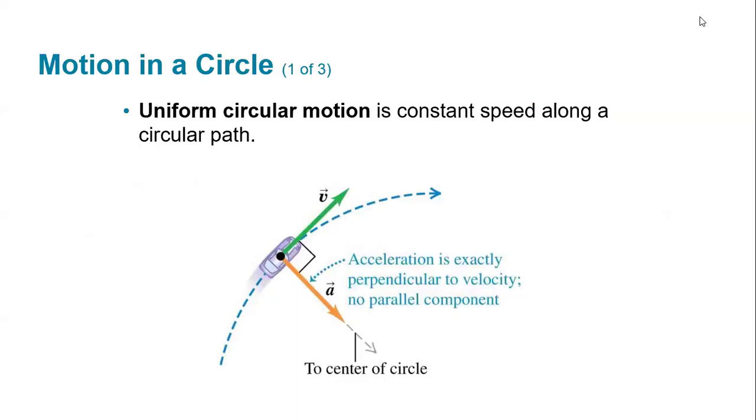So another topic for chapter 3 is the motion in a circle. So let's first discuss the uniform circular motion. So this is a constant speed along a circular path. Okay. So you can see here that if you're moving at a constant speed along a circular path, the direction of your acceleration is pointing towards the center of the circle. It's exactly perpendicular to velocity and has no parallel component.